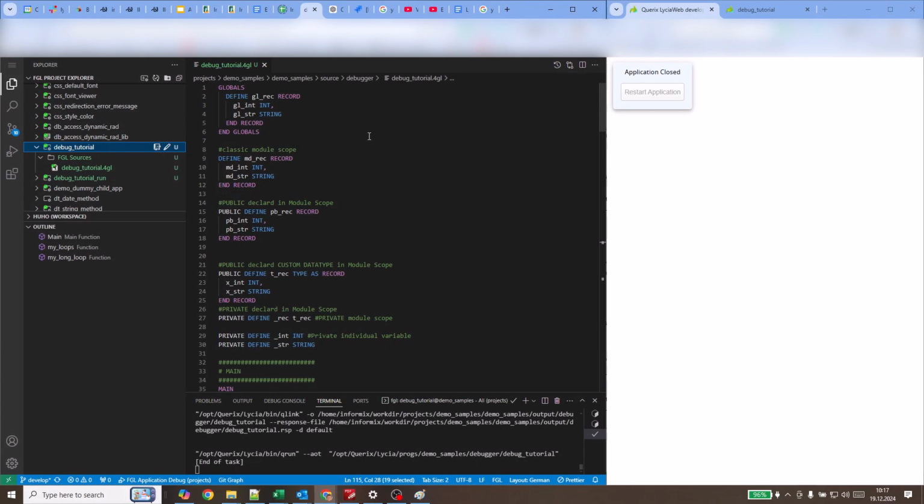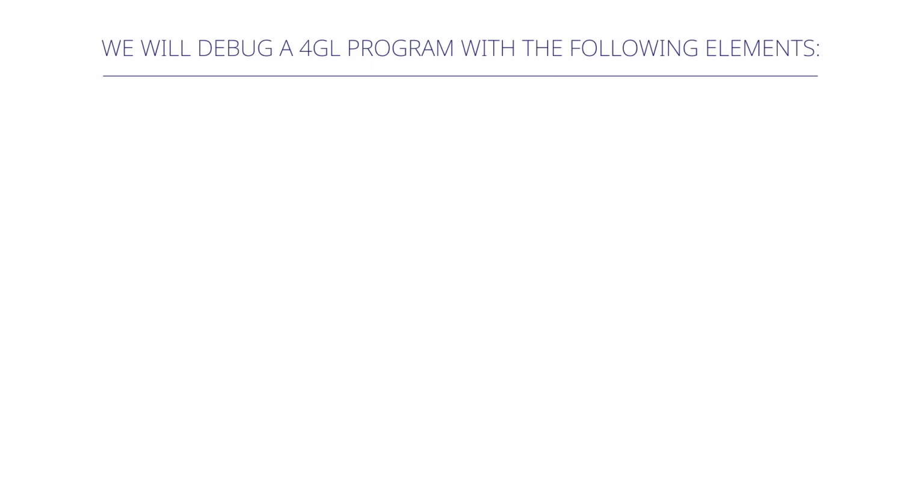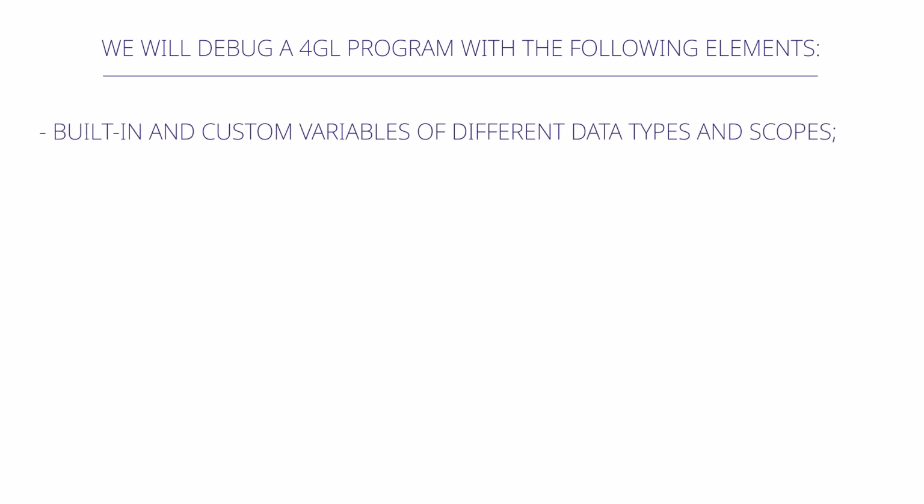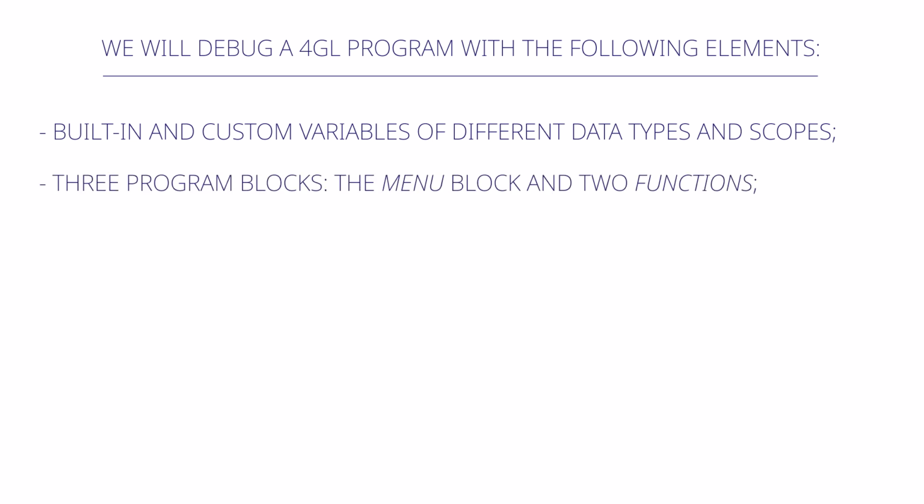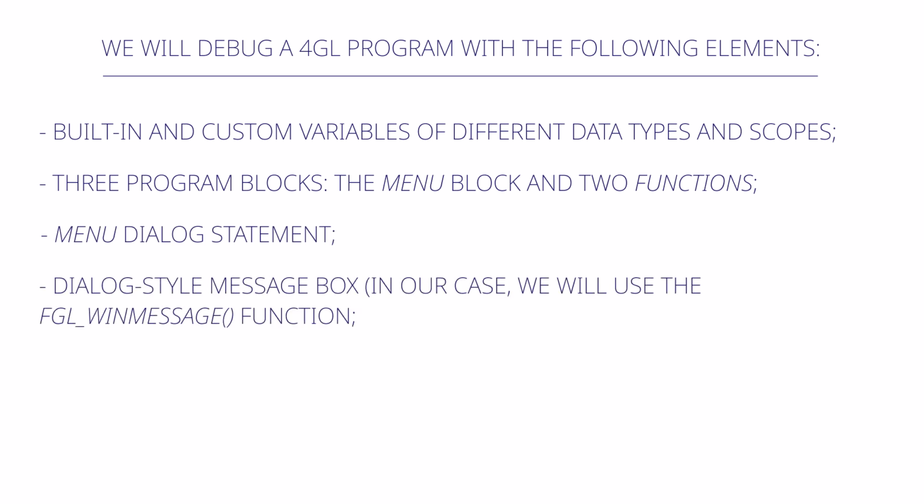In this scenario, we are going through a simple example of debugging a small 4GL program with the following elements: built-in and custom variables of different data types and scopes, 3 program blocks, the menu block and 2 functions, menu dialog statement, dialog style message box. In our case, we will use the FGL winMessage function, case statement, for loop.